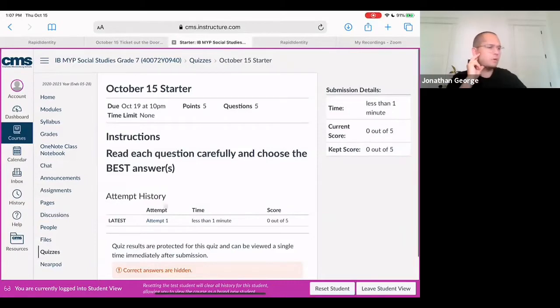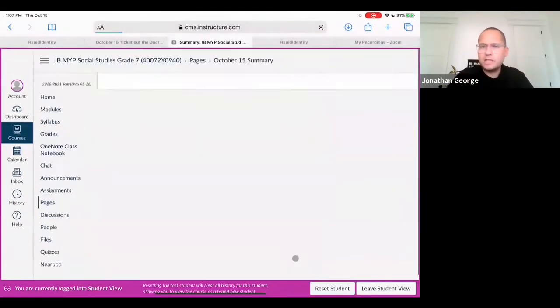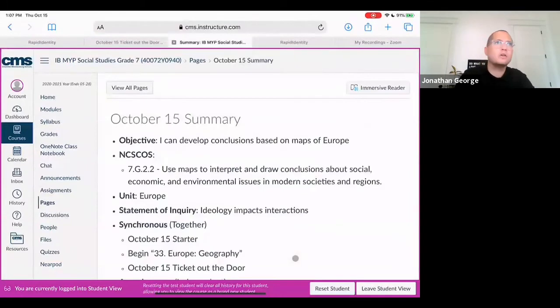All right, y'all. So here we go. Next up, we have our October 15th summary. We've now transitioned. The quarterly represented the last day of the Latin America unit. We're now moving on to Europe. Objective today is to develop conclusions based on maps of Europe.